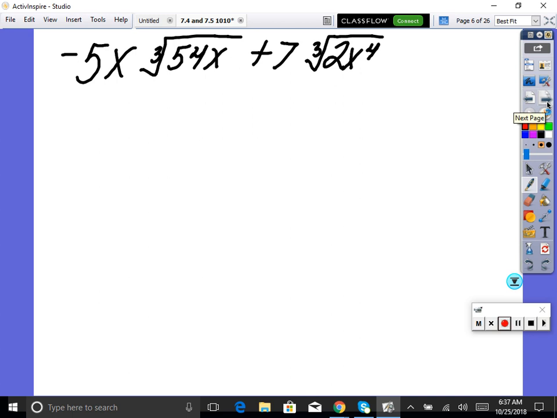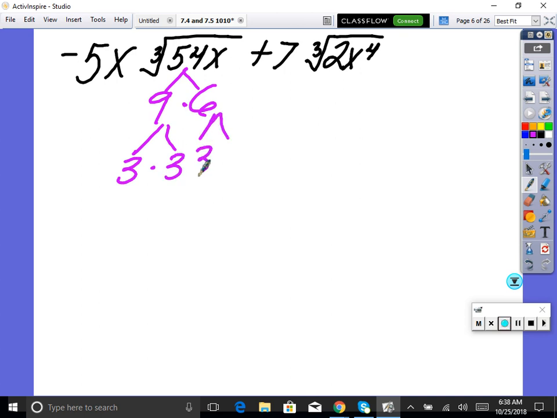So once again, same idea here. We're going to simplify it. 54 breaks down into 9 times 5. Uh-oh, it's not 9 times 5. That's 45, isn't it? What are some factors of 54? Why is my mind blank right now? Oh yeah, 9 times 6. There we go. Okay, so 3 times 3, and then 6 is 3 times 2.